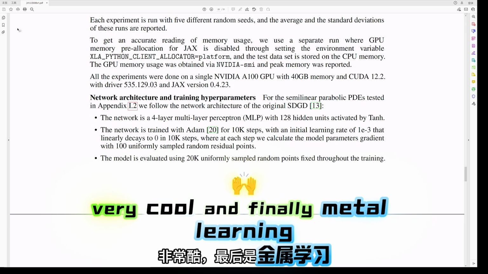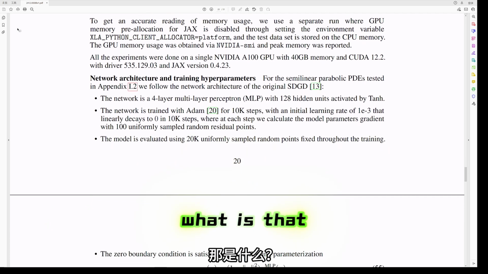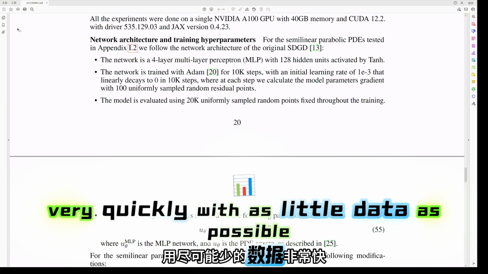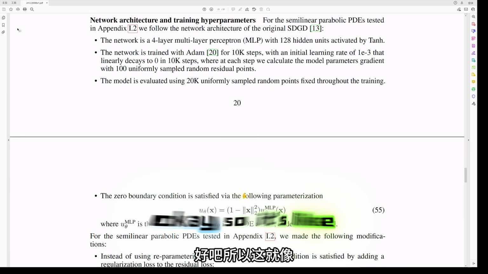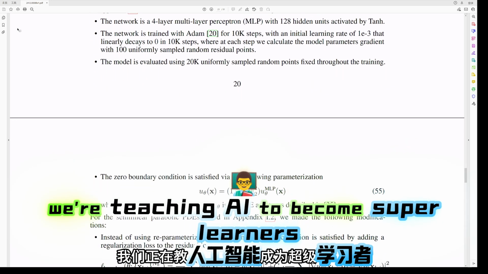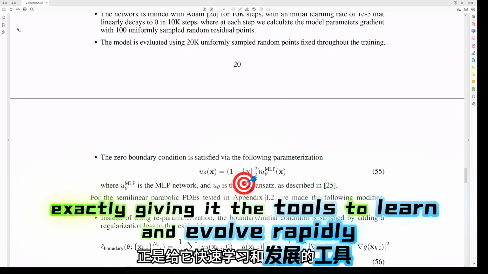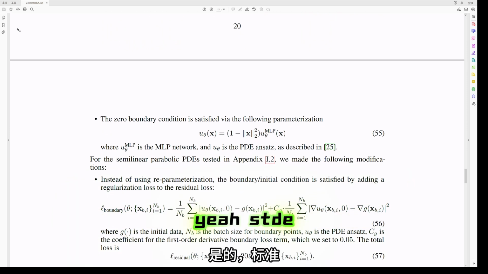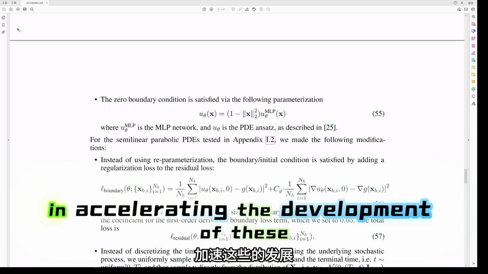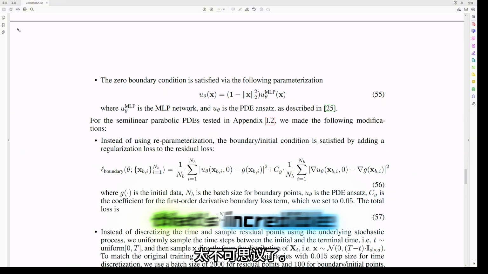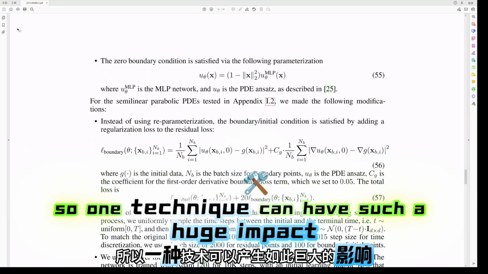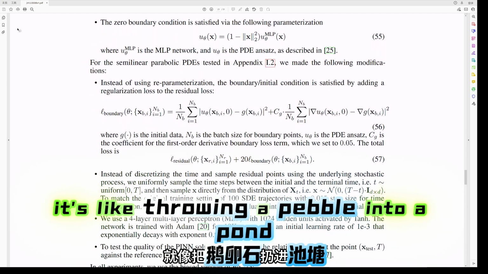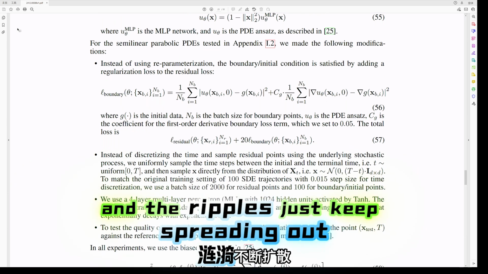Very cool. And finally, meta-learning. Yeah, meta-learning. What is that? So meta-learning is about building models that can learn new tasks very quickly with as little data as possible. Okay, so it's like we're teaching AI to become super learners. Exactly, giving it the tools to learn and evolve rapidly. And STDE can help with this. Yeah, STDE can play a role in accelerating the development of these meta-learning algorithms. That's incredible. So one technique can have such a huge impact on so many different fields. It's really a game changer. It's like throwing a pebble into a pond, and the ripples just keep spreading out.